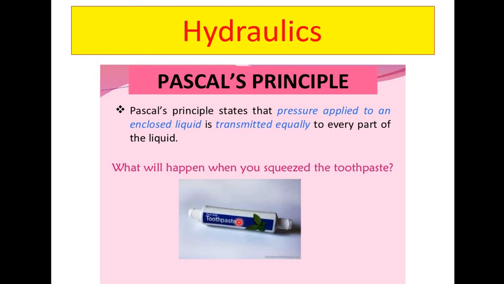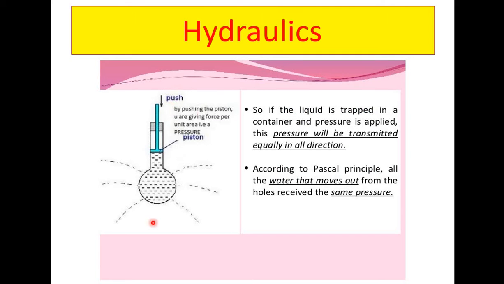Now move on to the next slide again. Something like this, where you push this. We call it a piston, this blue thing. By pushing the piston, you are giving a force per unit area, which means pressure. So if the liquid is trapped in a container and pressure is applied, the liquid cannot come out. This pressure will be transmitted equally in all directions.